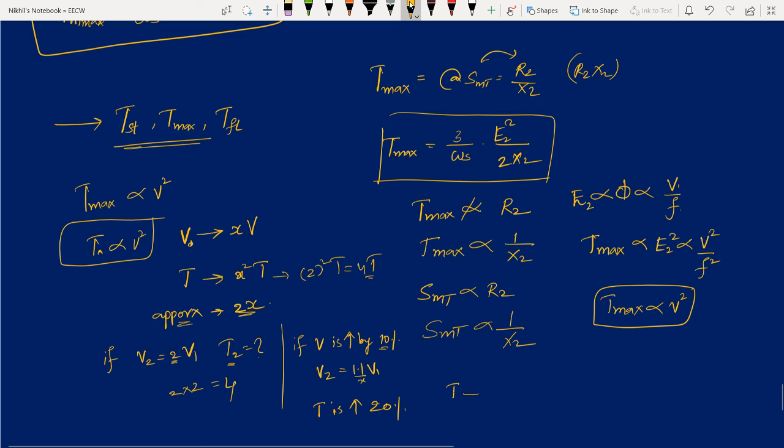So torque will be increased by how much? 1.1 whole square times the original torque, T2. What is 1.1 squared equal to? 1.21. 1.1 specifies an increase of 21%. So I am getting approximately 20, and exactly it is a 21% increase. Okay. So like this you can reduce your time of calculation. Just keep all these things in your mind.